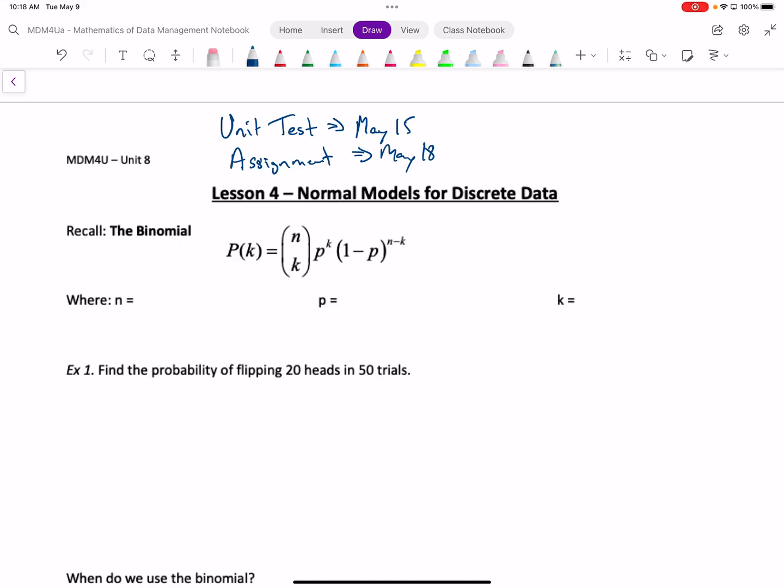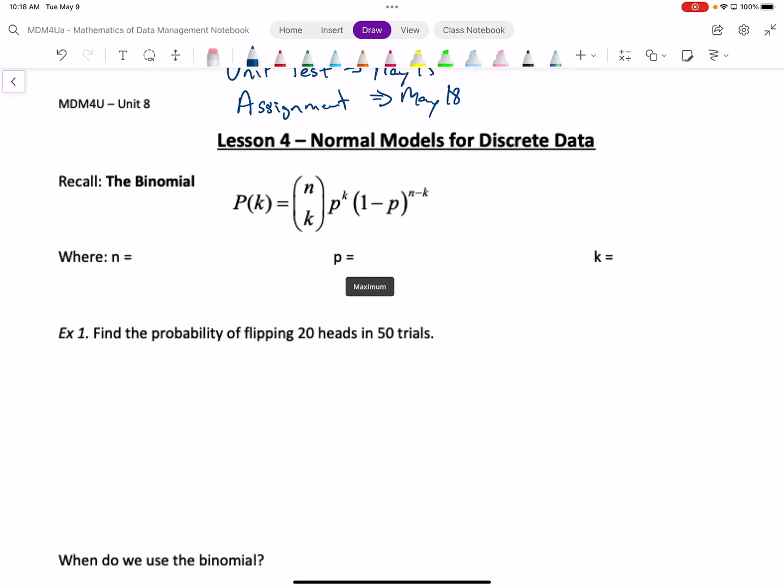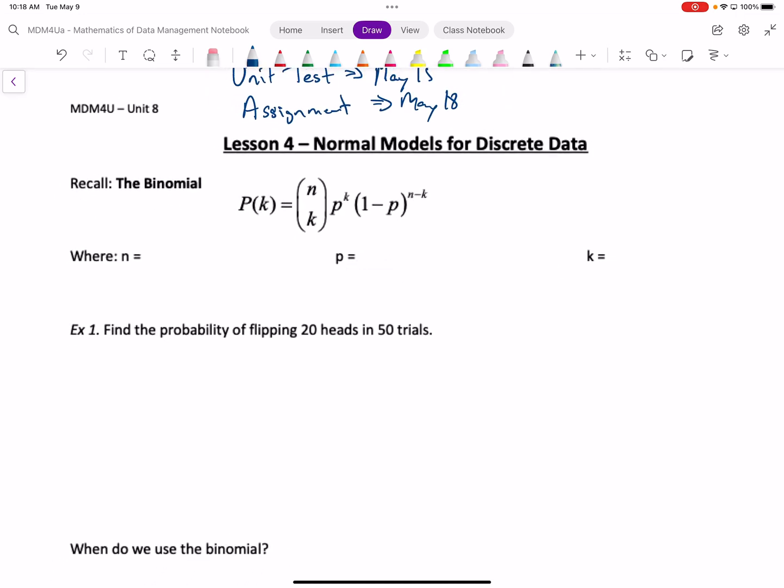So this is our last lesson of the unit, and this is connecting another topic to the normal distribution. But you're going to see, ultimately, it's directly connected, but it ends up being somewhat loose in terms of how you're going to use it. This is the last one. What it connects to is something we haven't seen in a long time, called the binomial expansion or binomial probability.